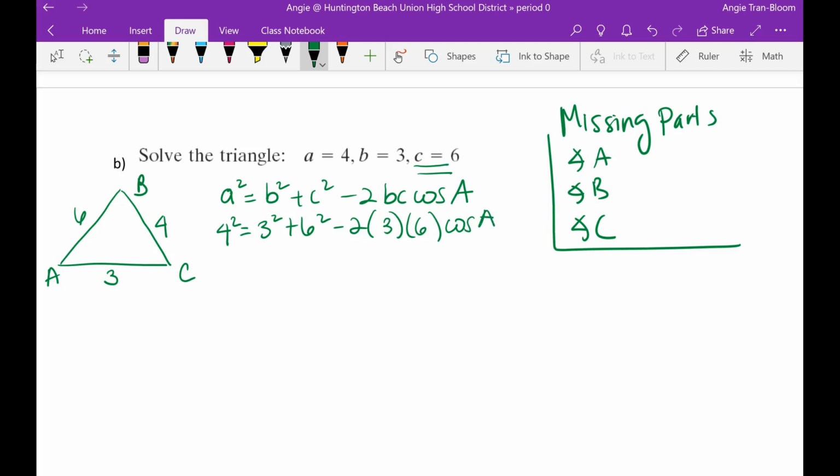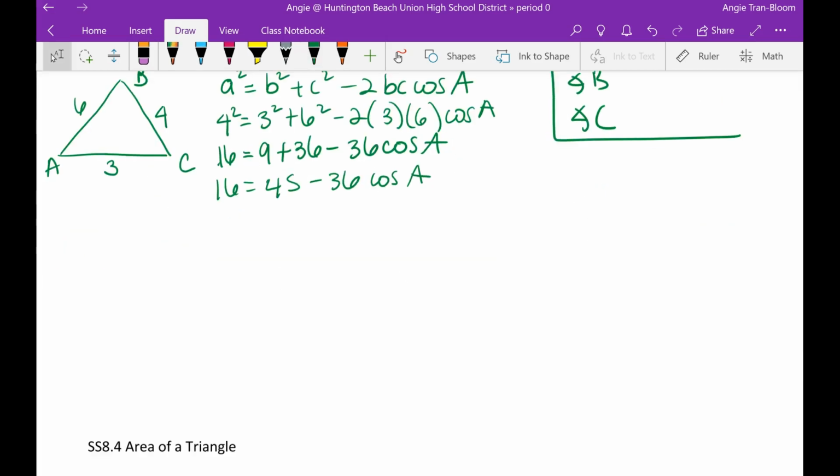Okay, so I'm just inputting all of the ABCs. So this is 16, this is 9, equals 9. 6 squared is 36, minus 2 times 3 times 6, which is 36, cosine of some angle called A. Then 16 equals 9 plus 36, that's going to be 45, minus 36 cosine of A. 16, let's take away 45, so 16 take away 45, that's going to be what, 29?